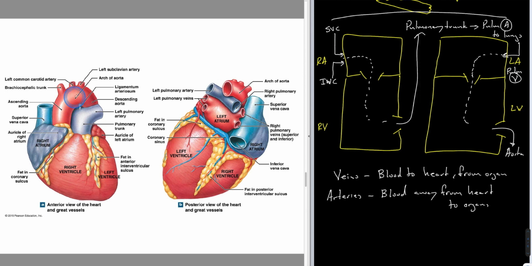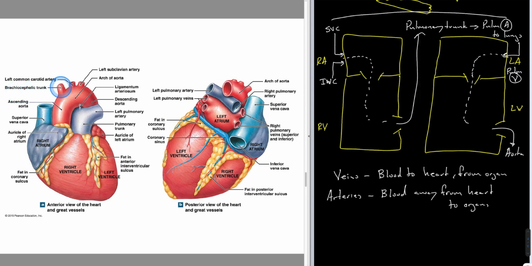So coming off the aorta, you end up having 3 branches. First branch is brachiocephalic. Second branch is left common carotid. And third branch is left subclavian. Let's think about that word brachiocephalic. Brachio refers to arm. Cephalic refers to head.